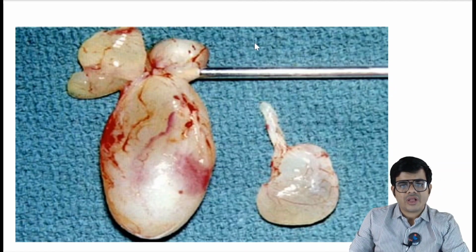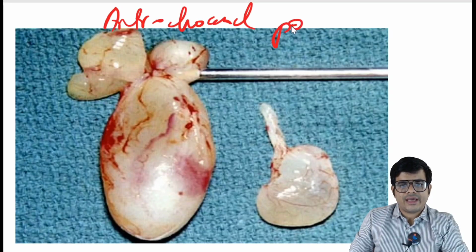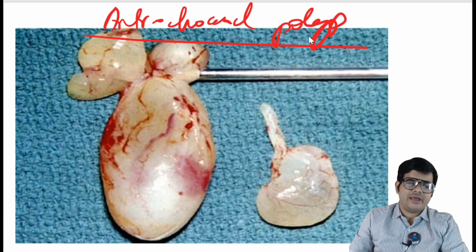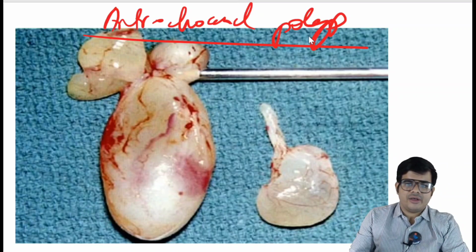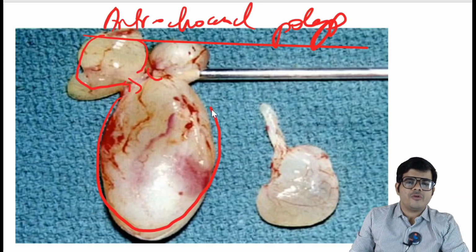Okay, antrochoanal polyp. This antrochoanal polyp arises from the maxillary antrum, and it has got three parts: the antral part, the nasal part, and the choanal part. So initially it is seen within the antrum like this, and then there is the narrow part, which is the neck part, which is seen within the nose, and in the choana there is a lot of space to expand, and because of that it will be filling the whole of the posterior end of the choana, and that is what is meant by antrochoanal polyp.